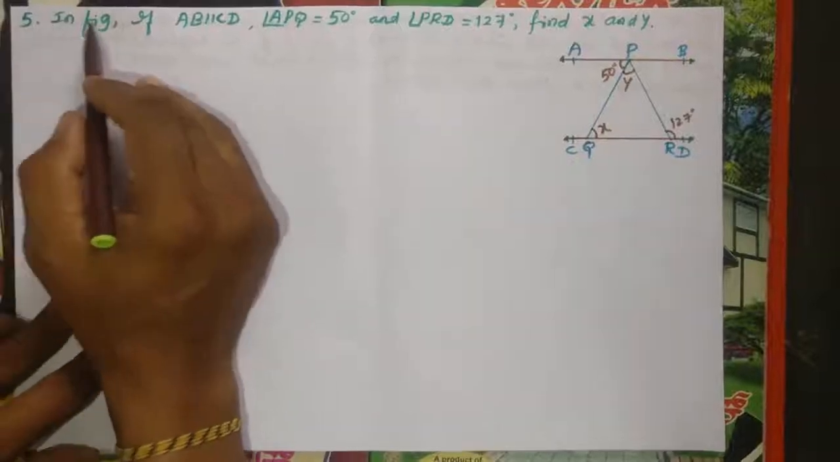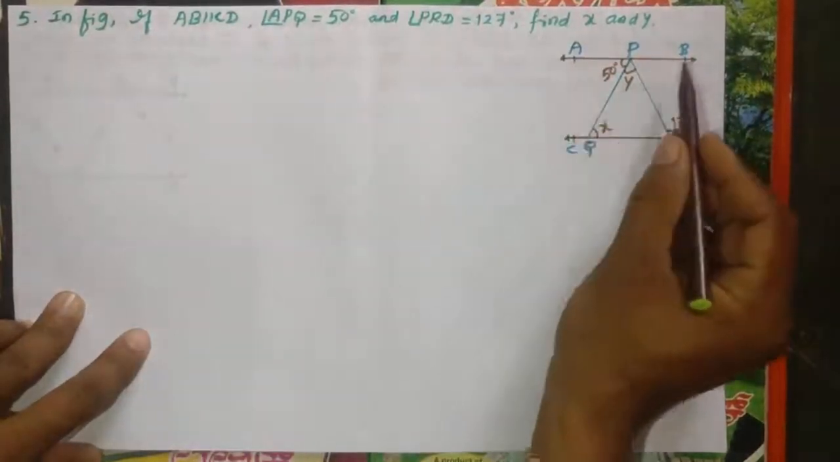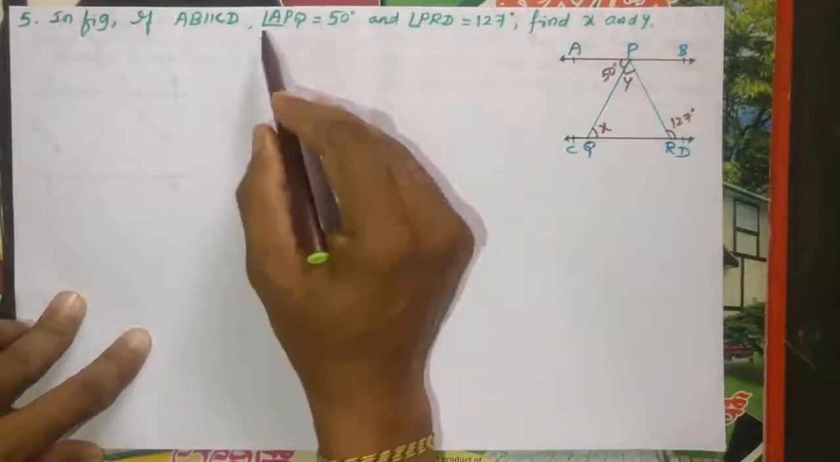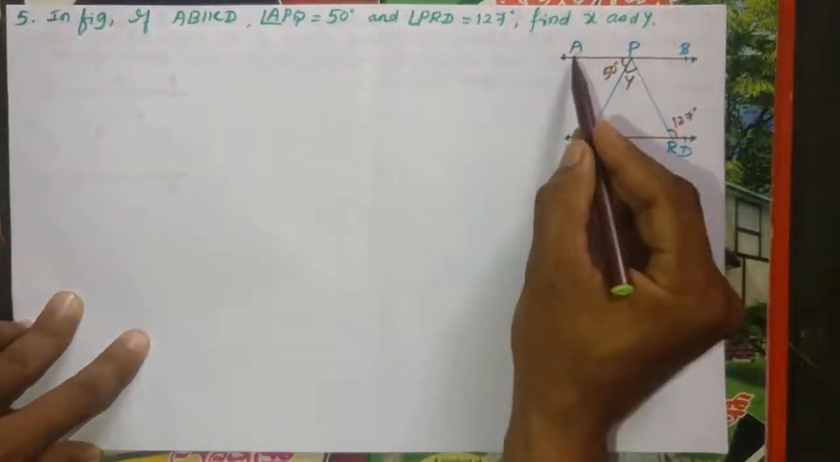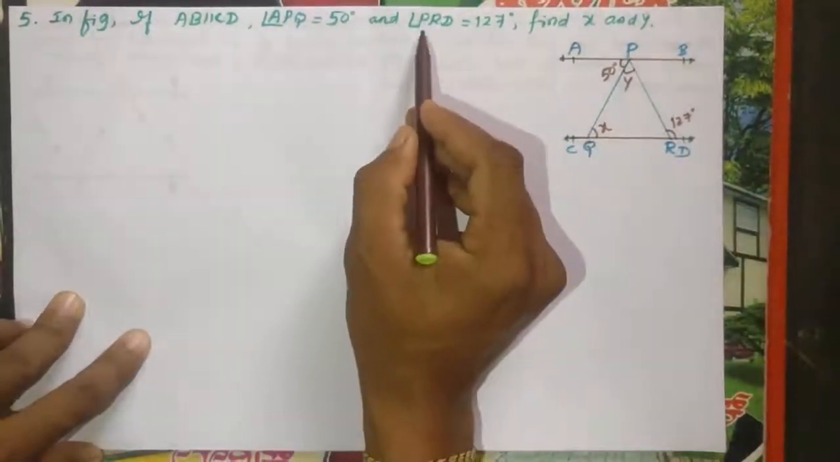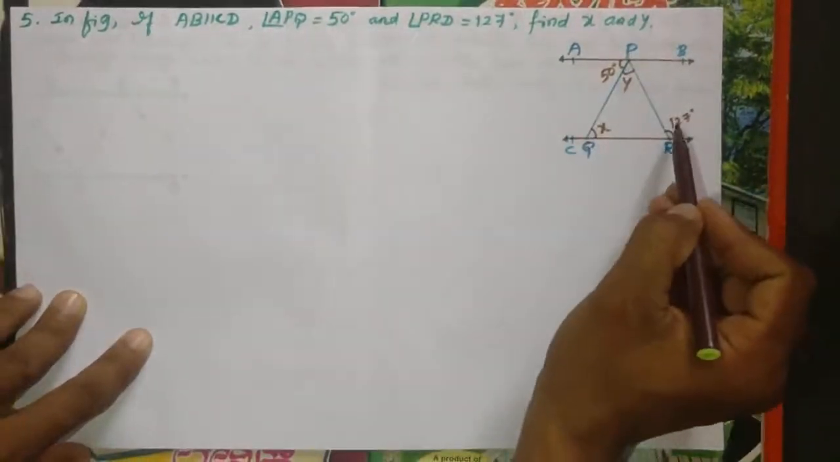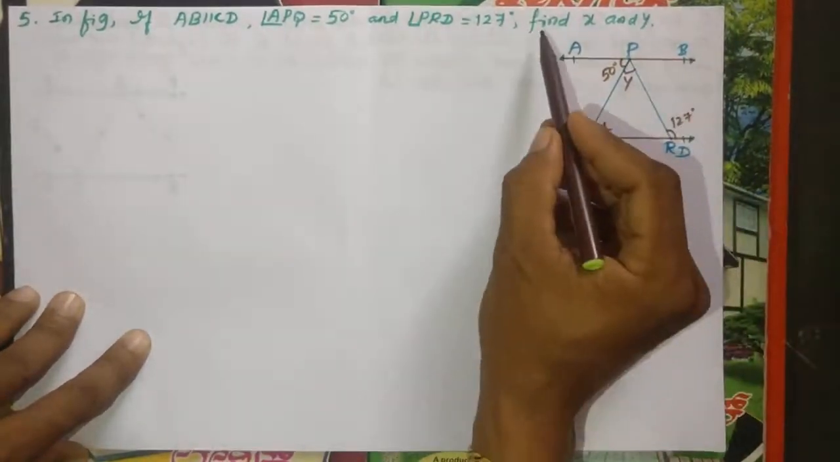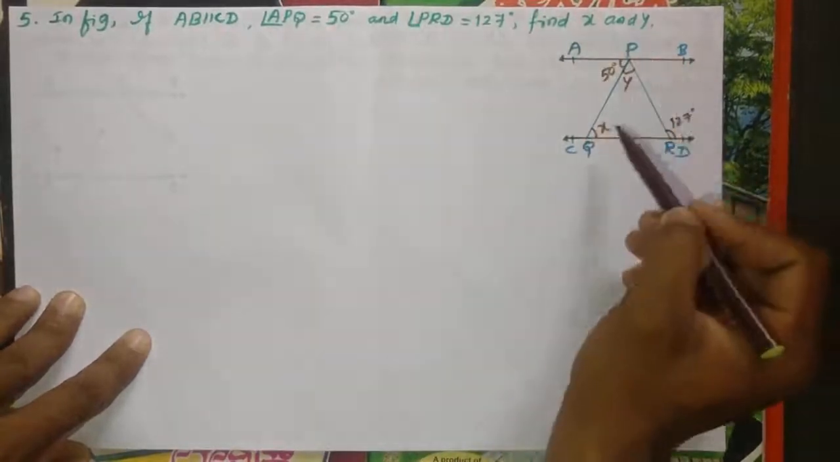Let us discuss our fifth question. In the figure, AB is parallel to CD, angle APQ is equal to 50 degrees, and angle PRD is equal to 127 degrees. We need to find X and Y.